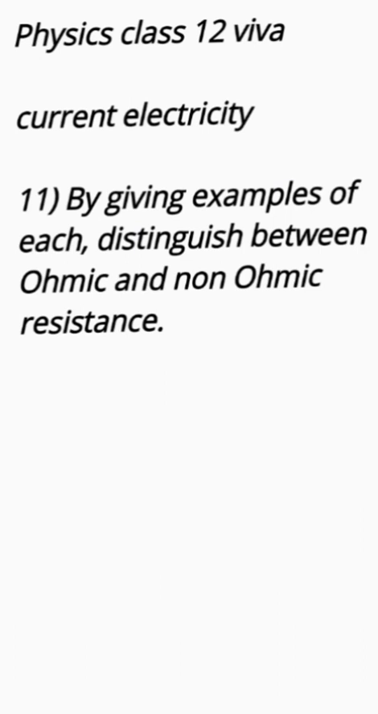So ohmic resistance is all the metals at constant temperature, and non-ohmic resistance metals but at varying temperature, or in fact some very good conductors like silver at high current, because at high current their temperature will rise, and that is why Ohm's law will not be followed. But yeah, then it will be non-ohmic. But otherwise, under controlled condition, all the metals are ohmic resistance.